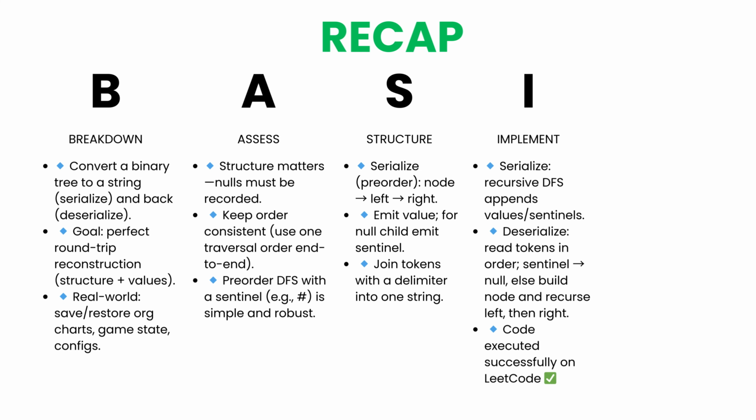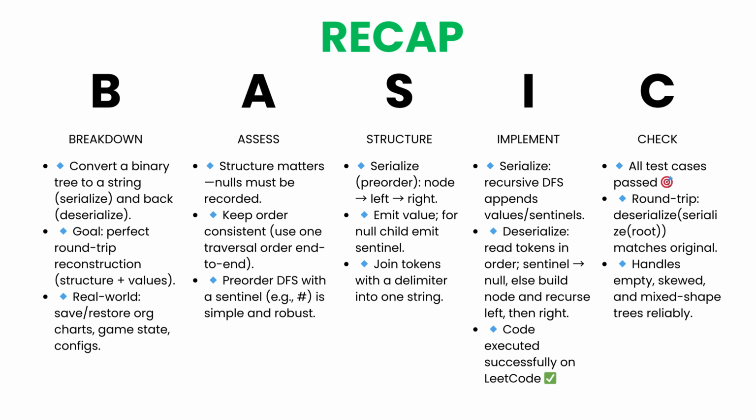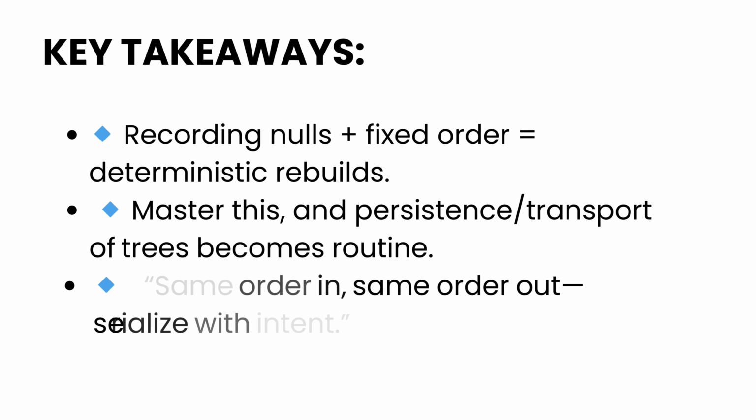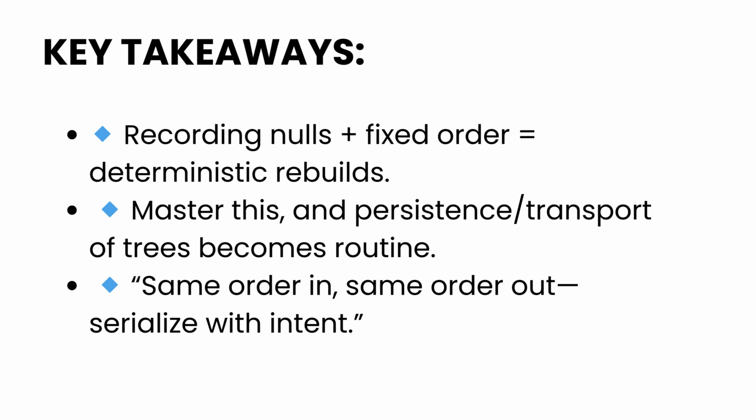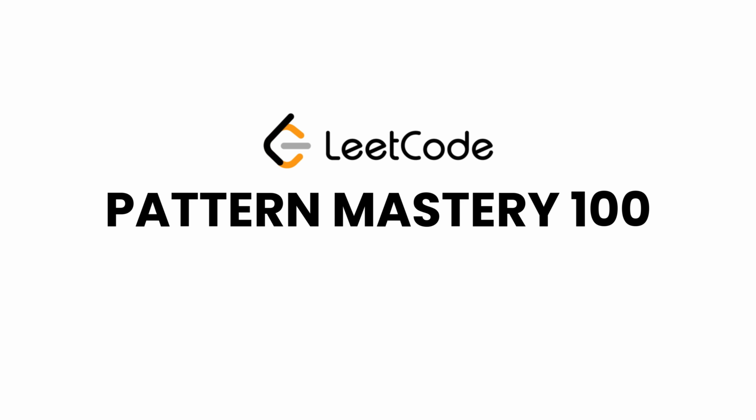We followed that plan end-to-end and ran the solution on LeetCode, clean execution, no errors. In tests, strings like 1, 2, hash, 3, 4, hash, 5, hash reconstructed the exact original tree, and edge cases, like an empty tree, were handled correctly. All test cases passed. The takeaway: structure must be encoded, not inferred. Pair a fixed traversal order with explicit null markers, and you'll reliably serialize complex trees in interviews and production systems alike.